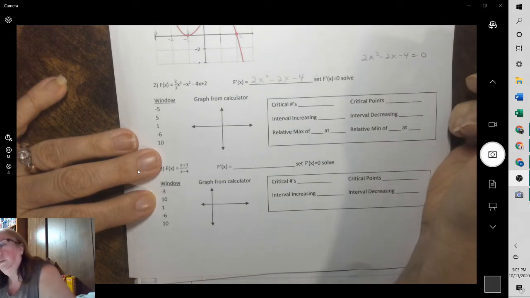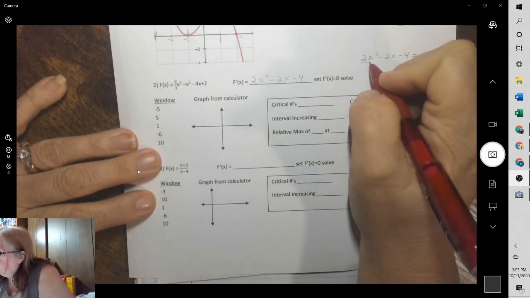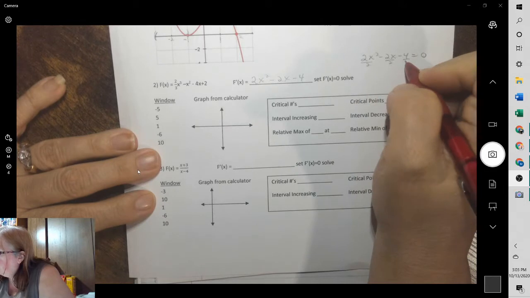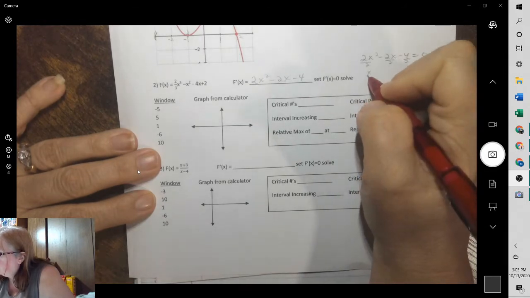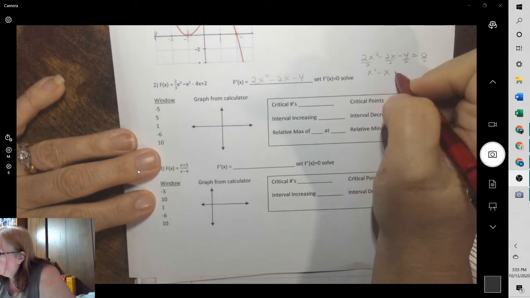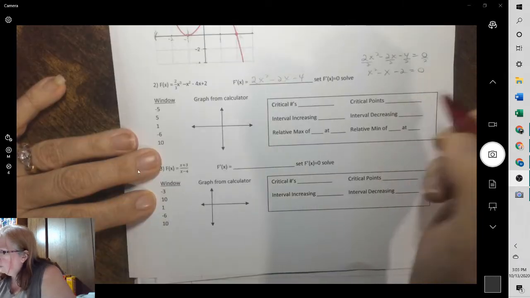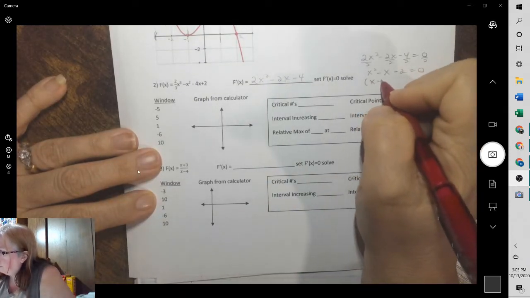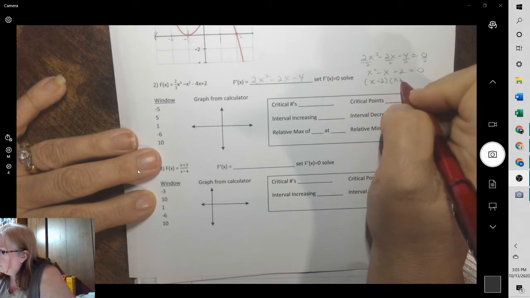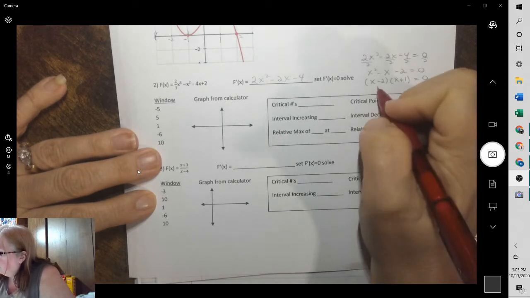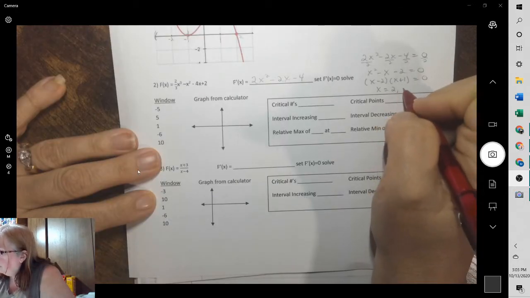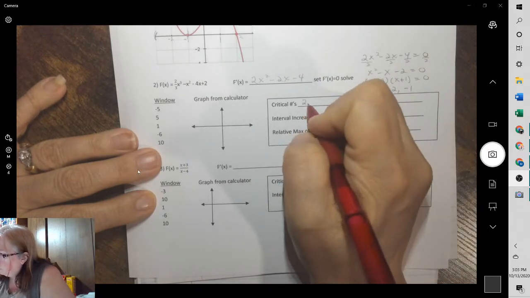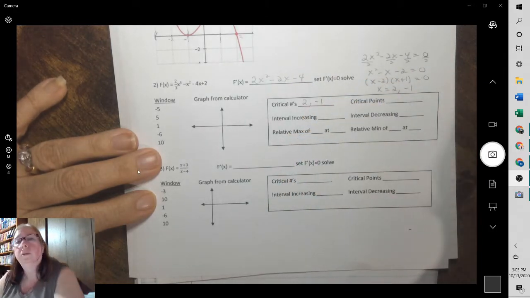You could use the quadratic formula. I'm going to divide everything by 2 and then just factor it. So if I factor it, I have x minus 2 and x plus 1. Setting them equal to 0 gives me 2 and -1. Those are my critical values.